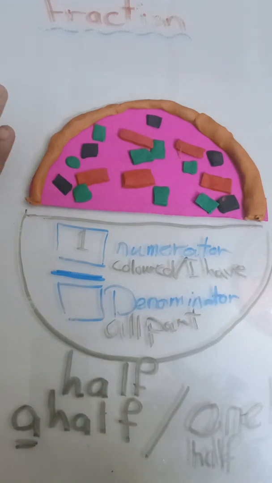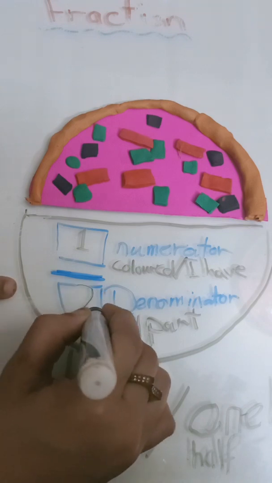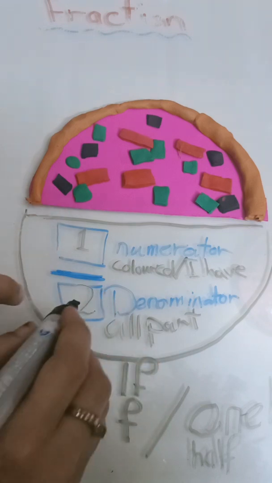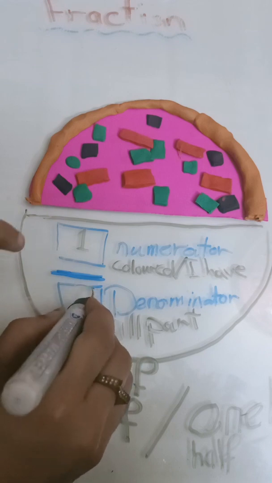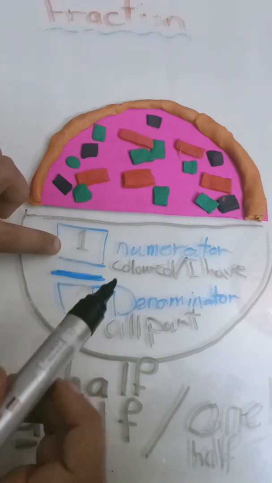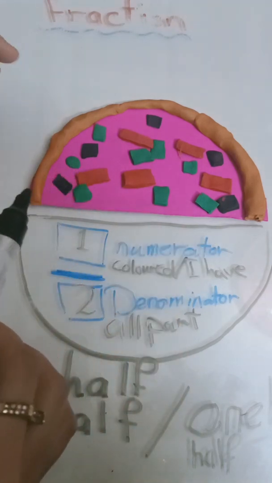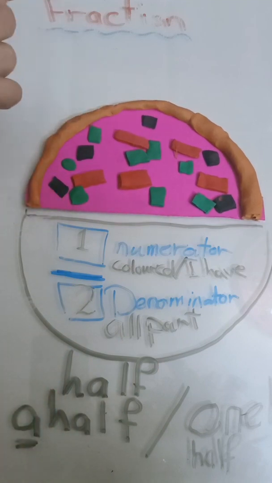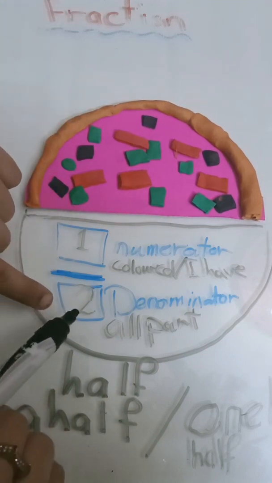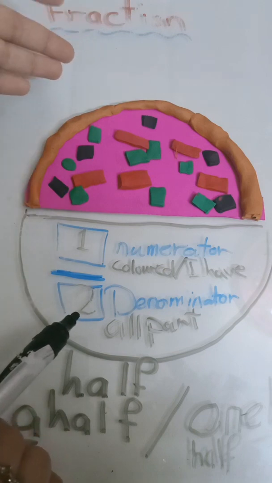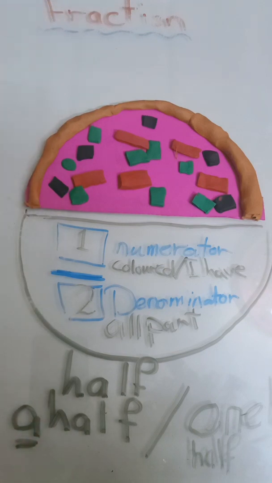So, in example of pizza, we have how many parts? 1. And how many all parts? 1, 2. So, write 1 over 2. 1 over 2. 1 represent what? Colored part. Here I have 1 part, but 2 represent part, all parts, okay?